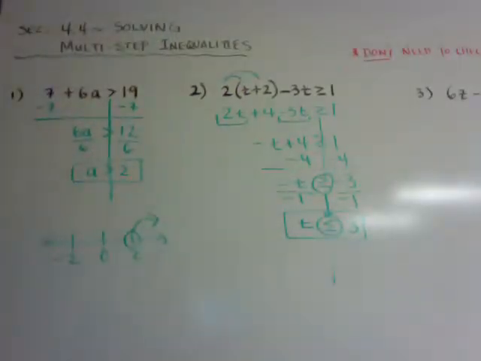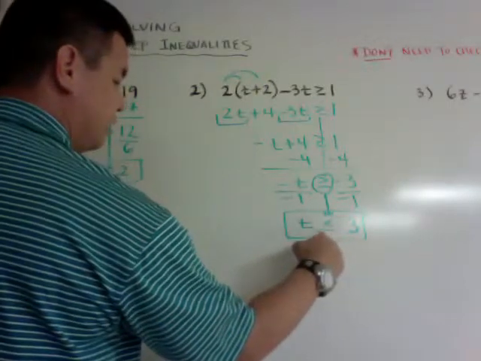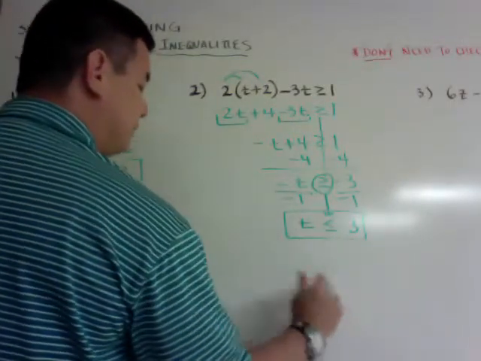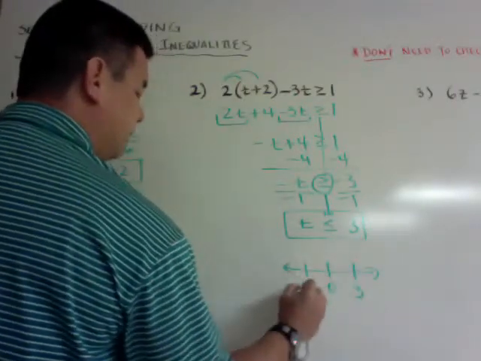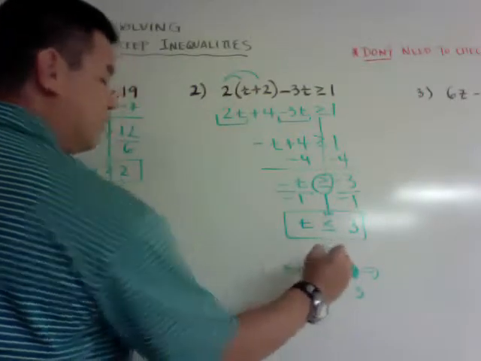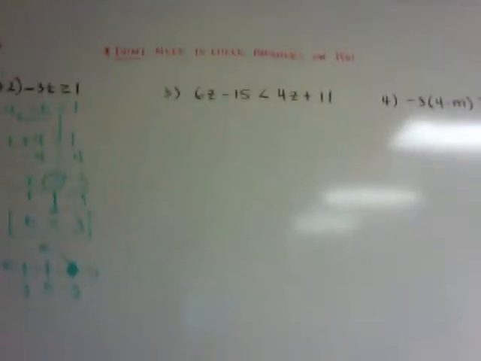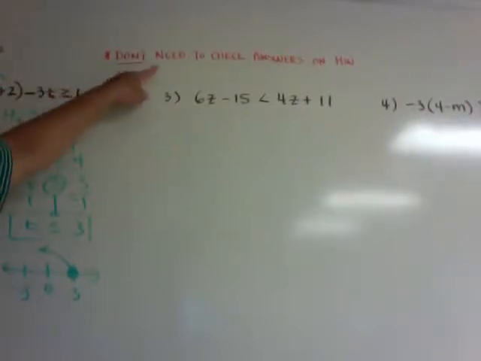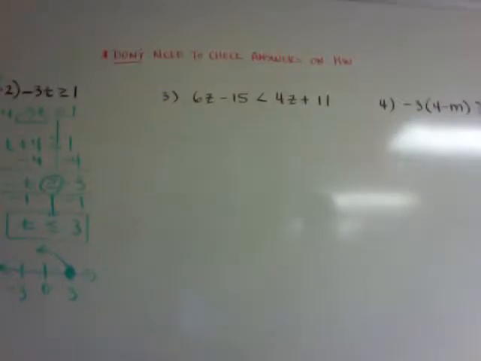If you want to circle the inequality, you can. Or your answer, you can leave it either way. When I graph it, simply 3, negative 3, closed circle because it's or equal to, going to the left. Okay, so that's how you do those. And here's a reminder for those of you who are watching, you don't need to check your answers on the homework. So again, you do not need to do that.